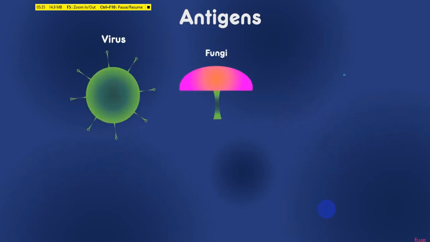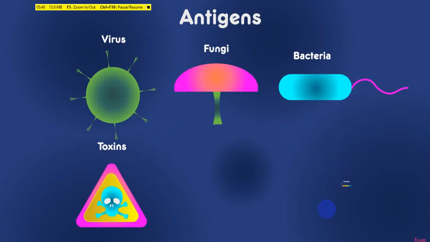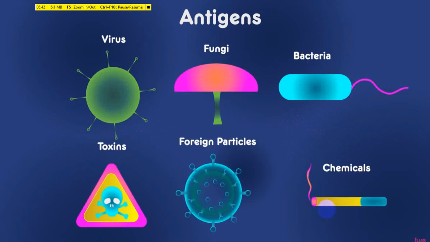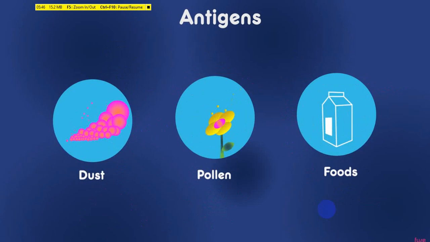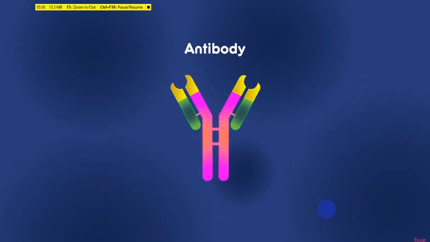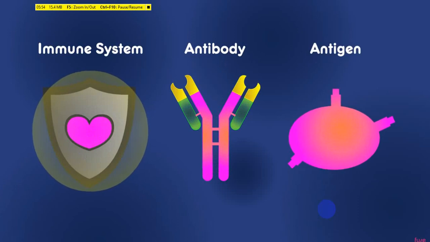They can be viruses, fungi, bacteria, and some non-living substances such as toxins, chemicals, and foreign particles. They can even be allergens like dust, pollen, or certain foods that cause allergic reactions. Antibodies are produced in the immune system in response to the presence of an antigen. So what do antibodies look like?